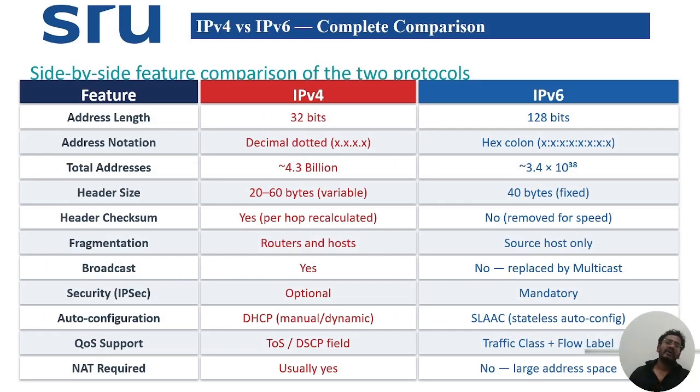So these are some comparisons between the IPv4 and IPv6 models. Protocol versions 4 and 6. Address length, as we know, is 32 bits and 128 bits. Address notation: we can use decimal notation with dots between the binary bits for IPv4, and hexadecimal with colons for IPv6. Total addresses: 4.3 billion and 3.4 times 10 to the power 38. Header size: 20 to 60 bytes variable, and here it is 40 bytes fixed.